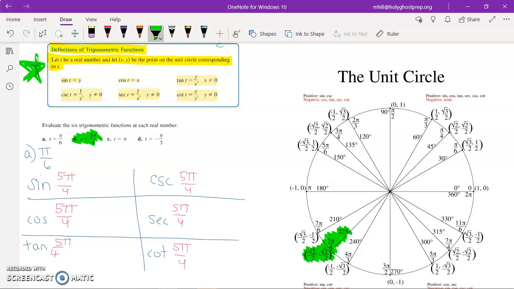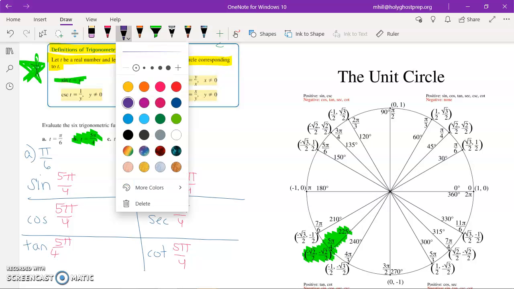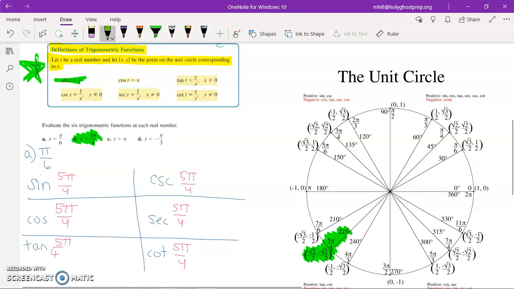All right, so sine is our y value. So sine of 5 pi over 4, our y value is -√2/2. Cosine is our x value, which is also -√2/2. And tangent is y over x. So -√2/2 divided by -√2/2, that equals 1. That's not too bad. Okay, cosecant, secant, and cotangent, we are going to be using the reciprocal.